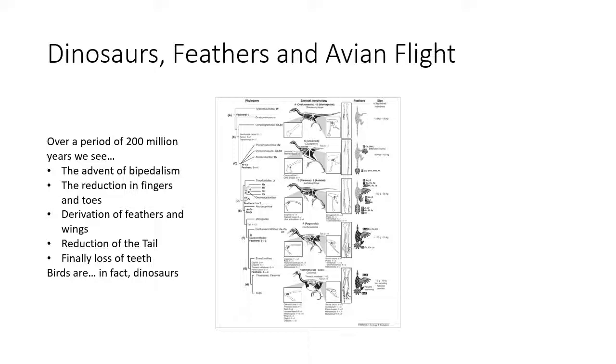Really doesn't do full justice to this, but we do see over a 200 million year period the advent of feathers and wings in particular. We see the advent of bipedalism, reduction of fingers and toes, reduction of the tail, and finally loss of teeth. And so here's an example of an increase of feathers in various specimens over time. And so on and so forth. And here's some examples of the skeletal morphology changes over time. Here's three in particular that are focused on in this middle region here, if you will.